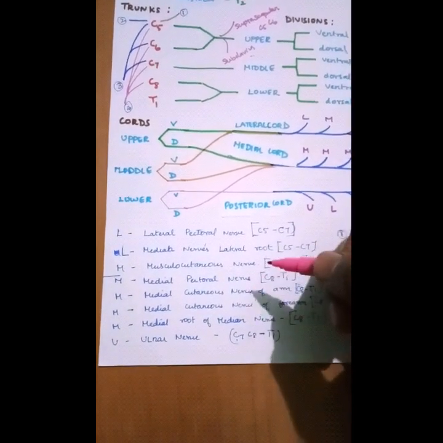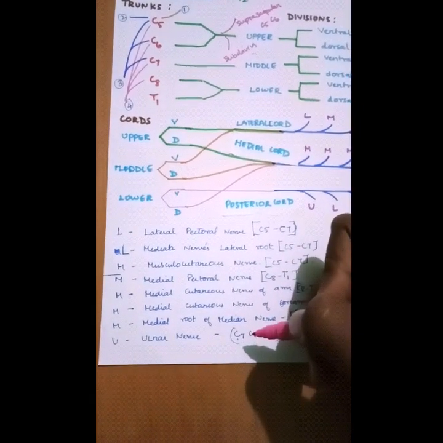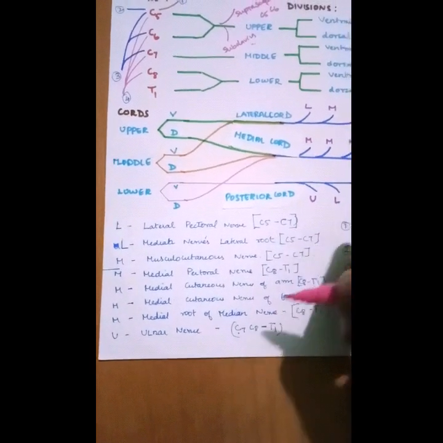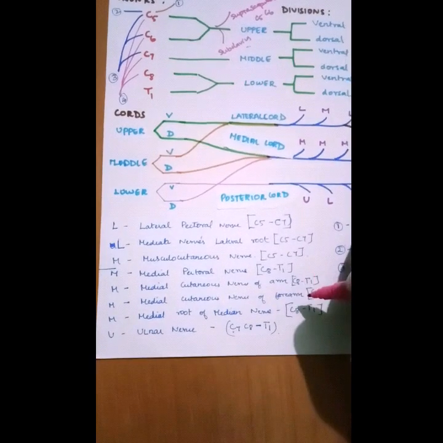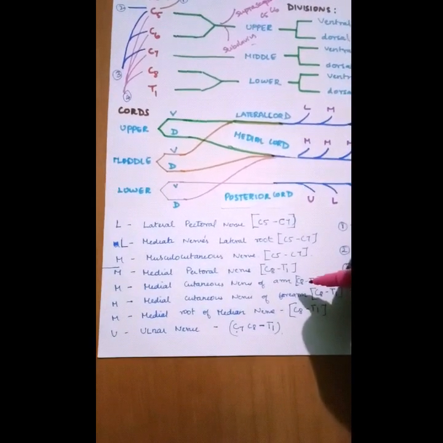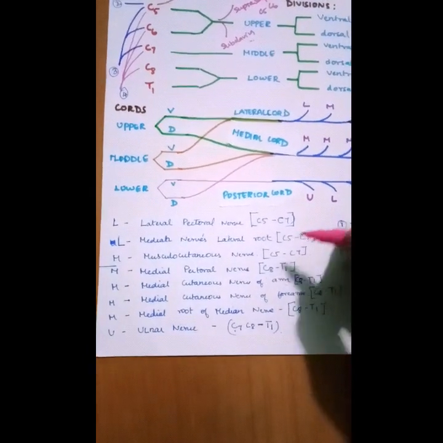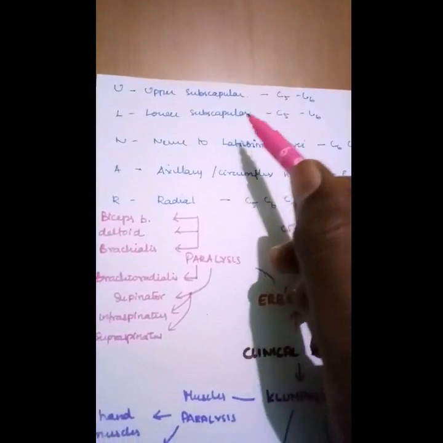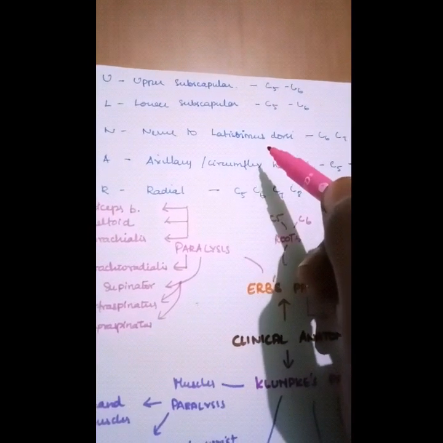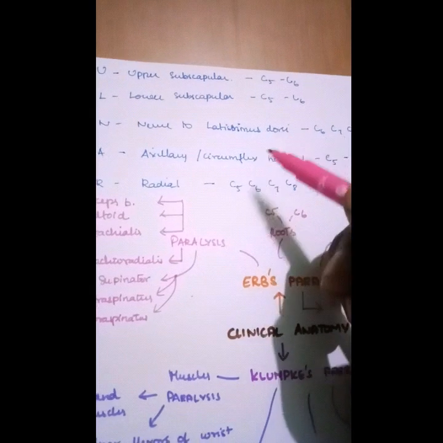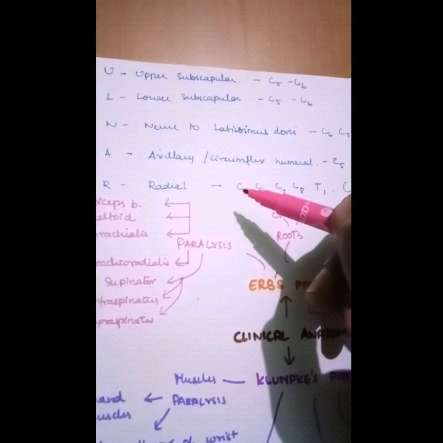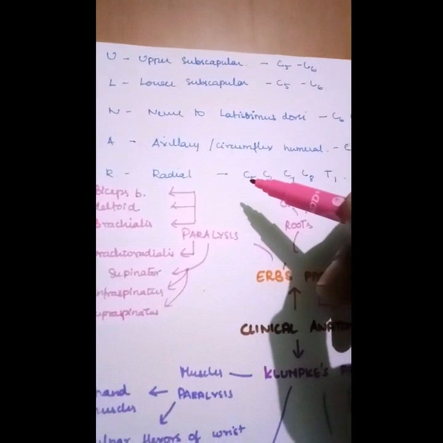And then we have the ulnar nerve, which is important for the intrinsic muscles of hand as well as some of the muscles in the forearm. Then medial cutaneous nerve of forearm and the arm, as the name suggests, they supply the medial parts of the forearm and the arm. And then we have the upper subscapular nerve and the lower subscapular nerve, which supply the muscles around the scapula. The nerve to latissimus dorsi, as the name suggests, supplies the latissimus dorsi itself. Axillary nerve supplies the deltoid and the skin over the deltoid. Radial nerve again supplies many of the muscles of the back of the arm as well as back of forearm.